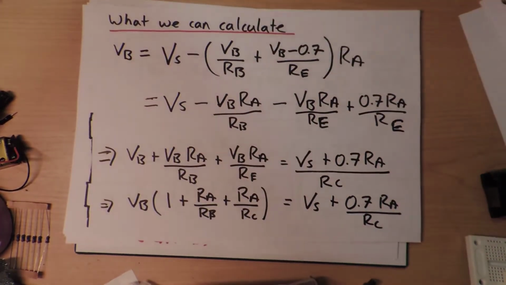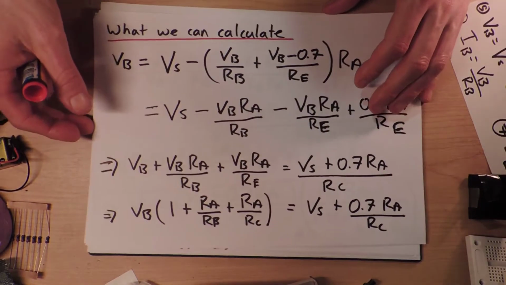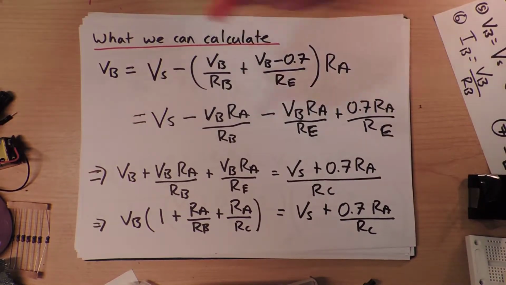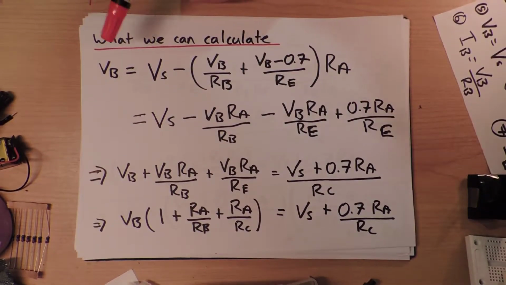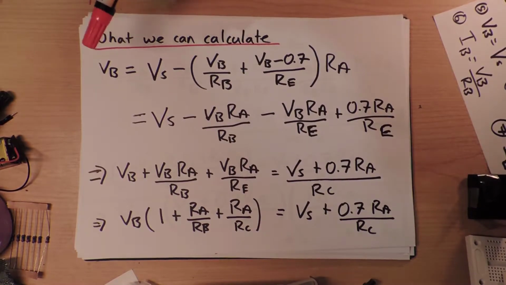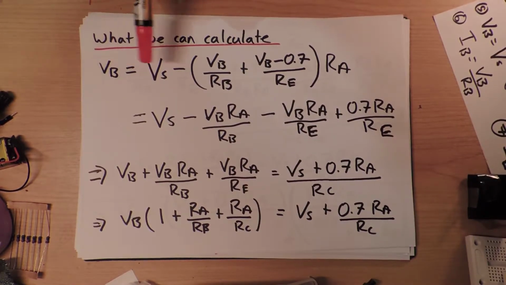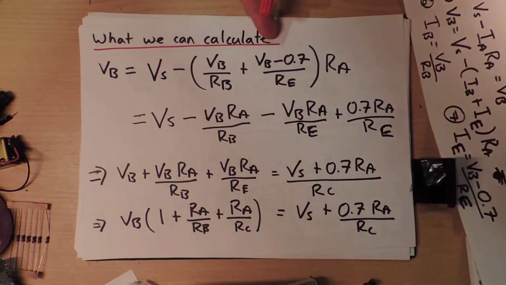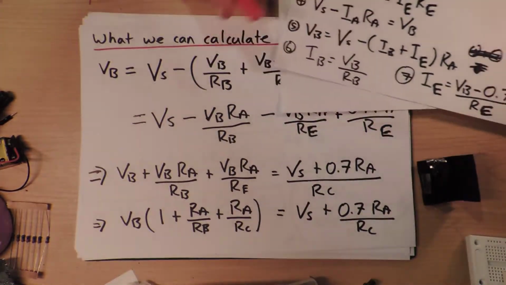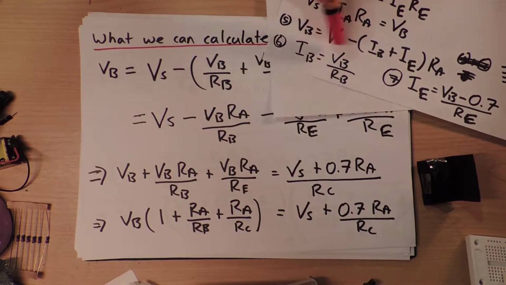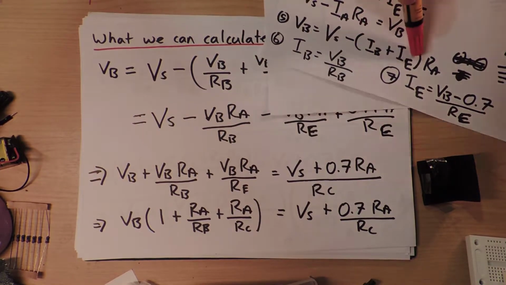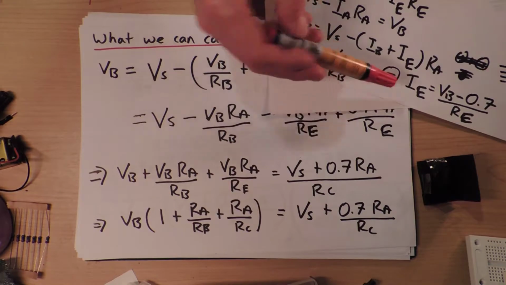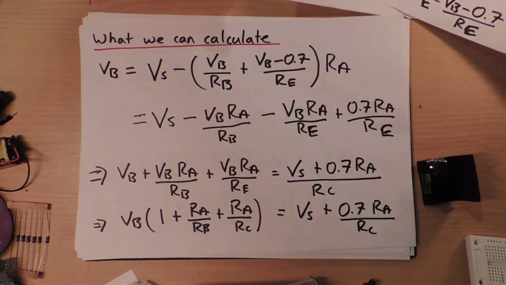Alright, the next step is we have to rearrange everything to get what we want. We're at 16 minutes. Well, this is going to take 2 videos, isn't it? So VB equals VS minus... what I've done at this point is I've just taken these two equations and substituted them into this one. So I've taken 6 and 7 and put them into 5.